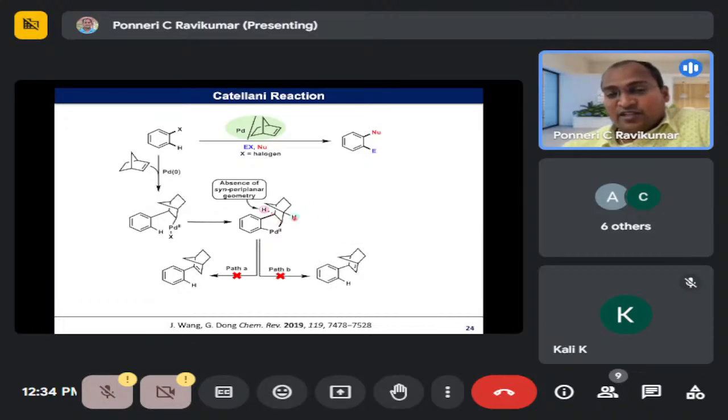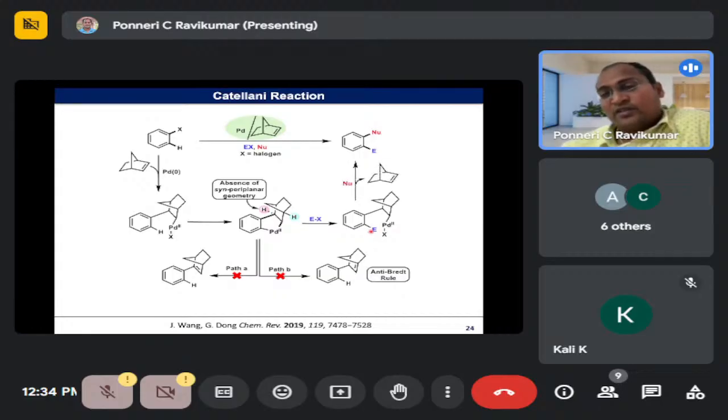Now this hydrogen also doesn't undergo elimination, because if this undergoes elimination, it will give an anti-Bredt compound, and anti-Bredt compounds are unstable. So this intermediate has no other option other than just reacting with the electrophile and getting the functionalization here. With this, it then undergoes extrusion of norbornene to give this difunctionalized product.